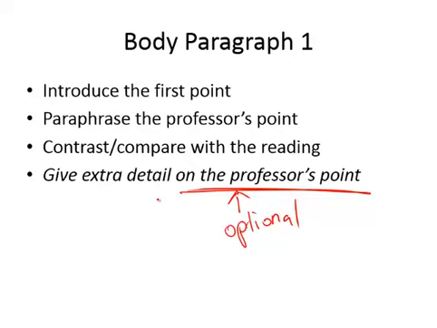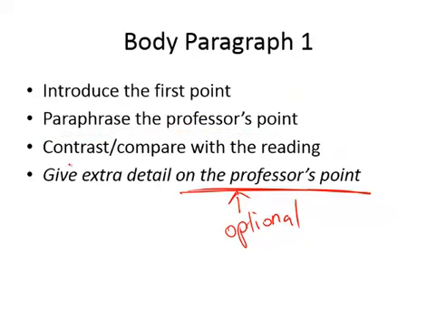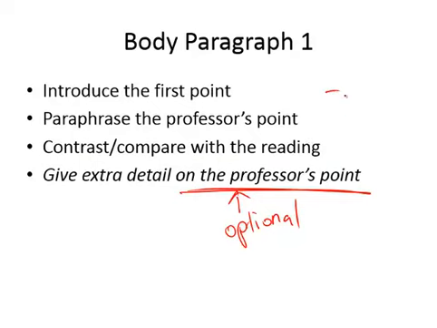Now, you could rearrange this. You could give some detail about the professor's point and then paraphrase their main idea and then contrast it with the reading. Or you could start with a contrast between the reading and the lecture and then give more specifically the professor's main idea and then give some detail, or any number of different combinations. But generally, these are the 4 things you'll do in the body paragraph.